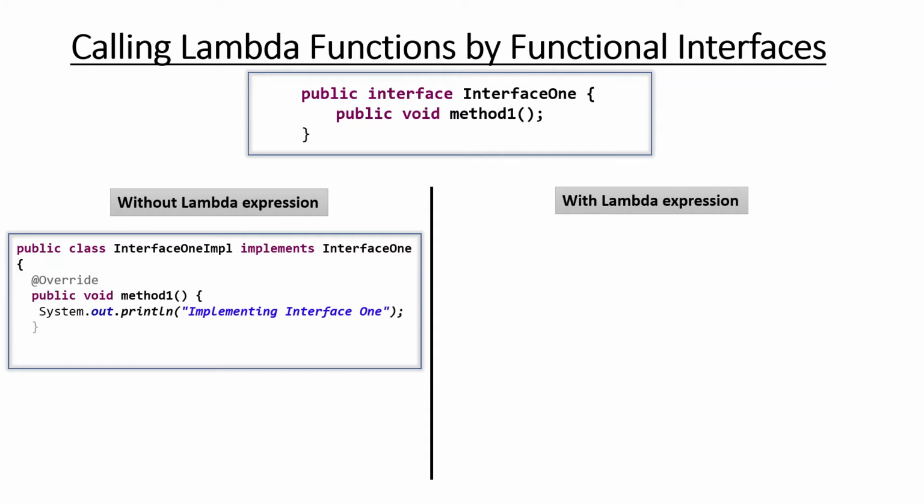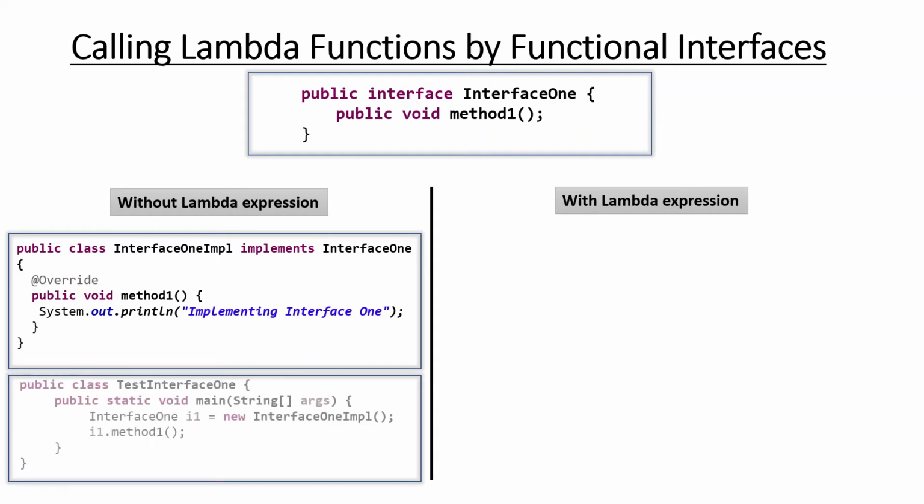So your code will look something like this. Public class Interface1Impl, which implements Interface1. Here we have overridden the abstract method, method1, which has System.out.println as part of its definition. Now, if I want to call this method, I have to write code to instantiate Interface1Impl and then call method1. So the code will look like this. Public class TestInterface1, which has a public static void main method, and in the main method I have Interface1 i1, which creates a new object of Interface1Impl, and with this reference i1 I can invoke method1. So in this way, you write the implementation of the interface, then instantiate the object of the implementing class, and then invoke the function.